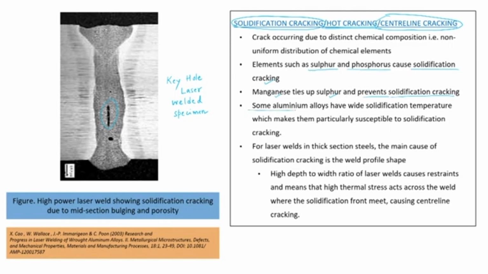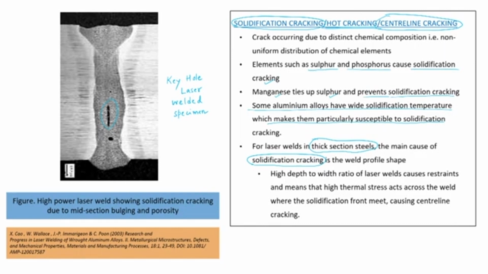Some aluminum alloys have a wide solidification temperature range. The temperature of solidification varies from material to material, from element to element, and when such wide solidification temperature materials are laser welded, there are chances of more cracking due to solidification. During the welding of thick section steels, we can observe solidification cracking to a larger extent.